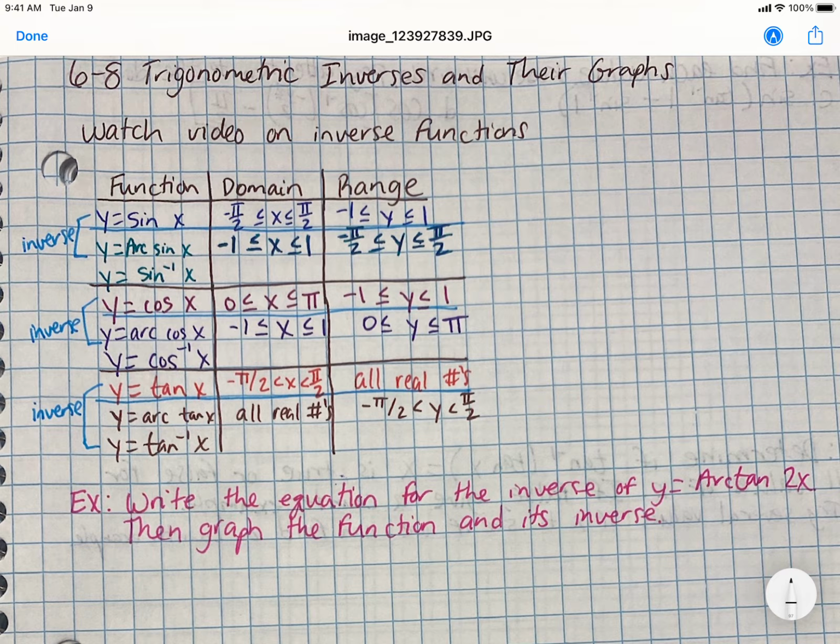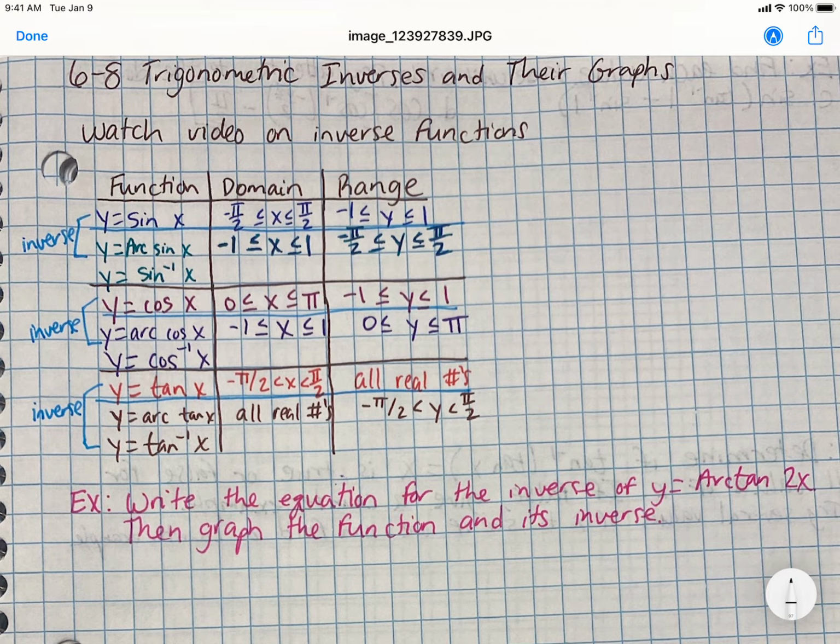Hey guys, today we are going to be doing 6/8 trigonometric inverses and their graphs. The first thing you should have done already is watch the video on inverse functions and their graphs. Okay, so a little bit of just information for your notes.